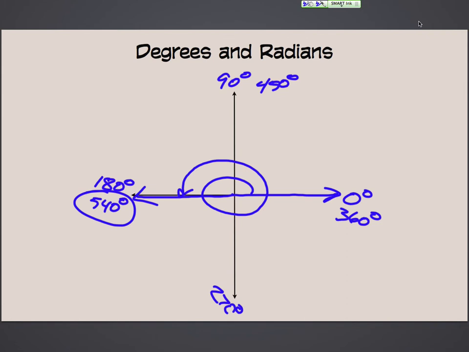So if it was going to be a 450, would the terminal side go up? The terminal side would be it.